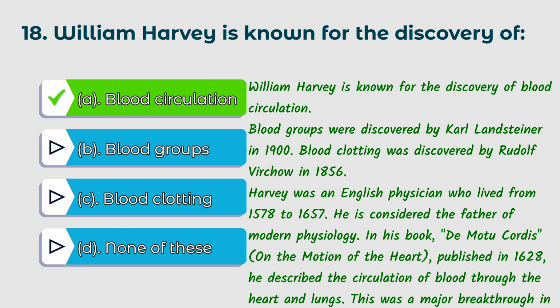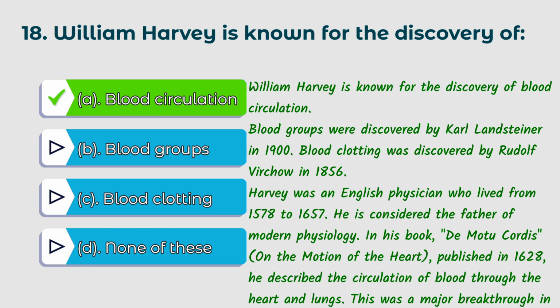Blood groups were discovered by Karl Landsteiner in 1900. Blood clotting was discovered by Rudolf Virchow in 1856. Harvey was an English physician who lived from 1578 to 1657. He is considered the father of modern physiology.